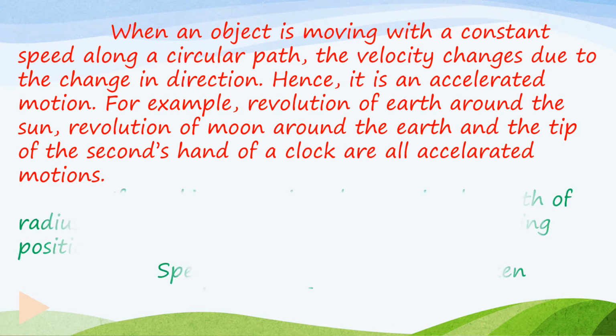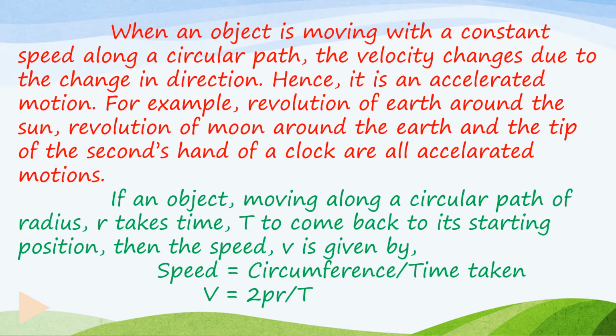If you carefully observe, on being released, the stone moves along a straight line tangential to the circular path. This is because once the stone is released, it continues to move along the direction it has been moving at that instant. This shows that the direction of motion changes at every point when the stone was moving along the circular path. When an object is moving with a constant speed along a circular path, the velocity changes due to the change in direction. Hence, it is an accelerated motion.